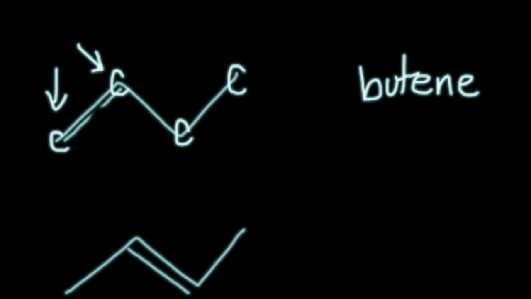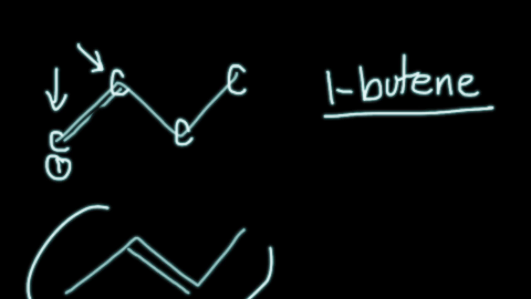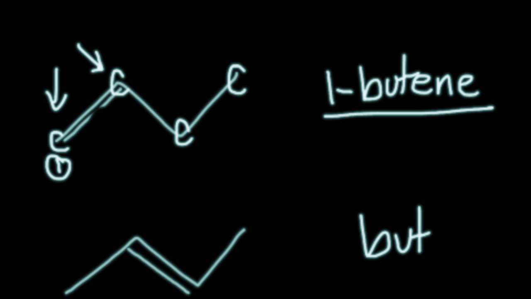Now, because the double bond extends from the first carbon to the second carbon, we actually have to use a number to identify where the double bond is, so we name this 1-butene. The reason why we need to do that is because this compound down here is also a butene, but the difference is that the double bond extends from the second to the third carbon.